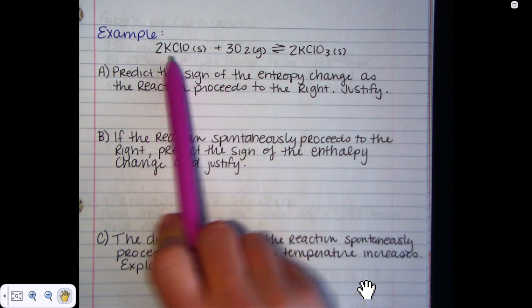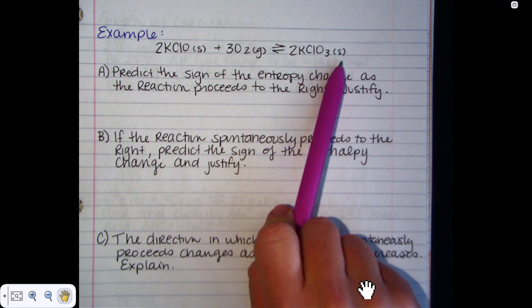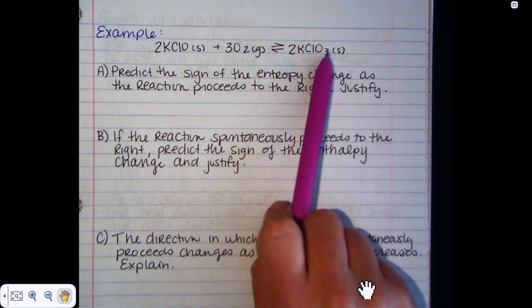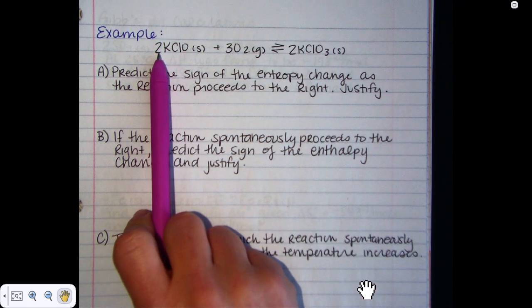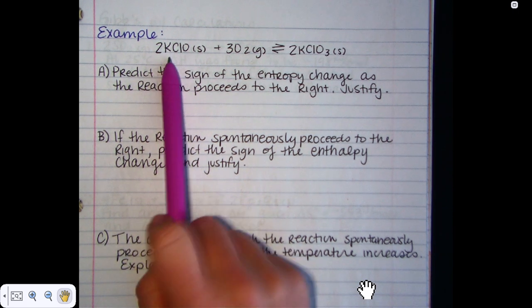So you just need to know that this is forward, going towards what we would normally consider products, and reverse, going towards what we would normally consider reactants. All right, so let's go back again.